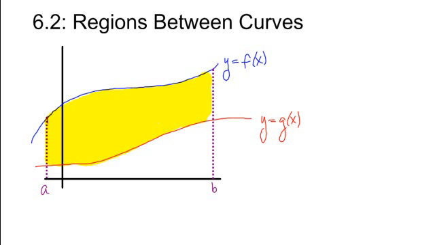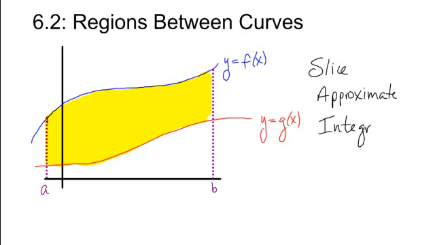As you work through the problems where you're finding the area of regions between curves, there are three words that I think will be helpful for you to think about. And those three words are slice, approximate, and integrate. Okay. If you get in the habit of thinking about those three words, that's going to come in pretty handy for other things that we do in Chapter 6 as well.